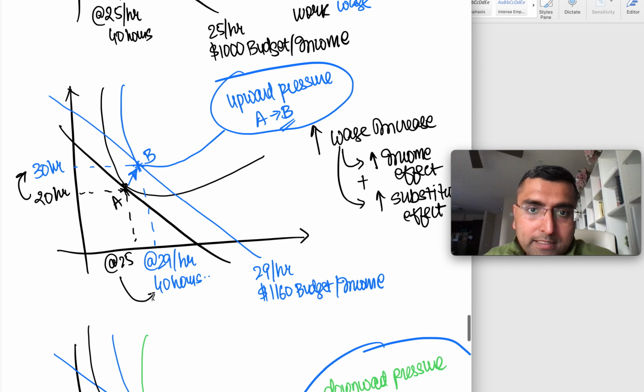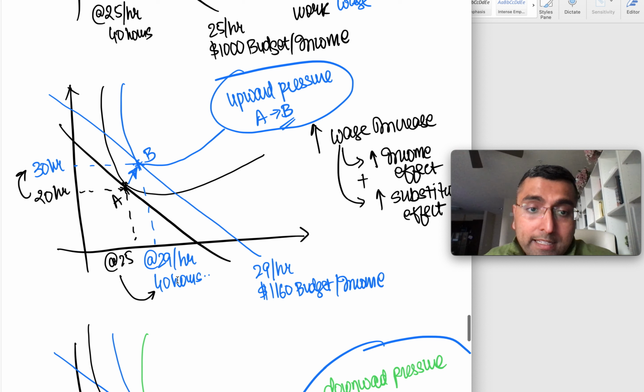Now what has happened is he has had an increase in real wage, which is this blue line. So $25 an hour has now become $29 an hour. So he makes $1,160 instead of $1,000. So this black line, the income effect is an upward pressure. There's a shift in the line up to the right, because now all of a sudden he can afford all of these goods because he's making more money, right?